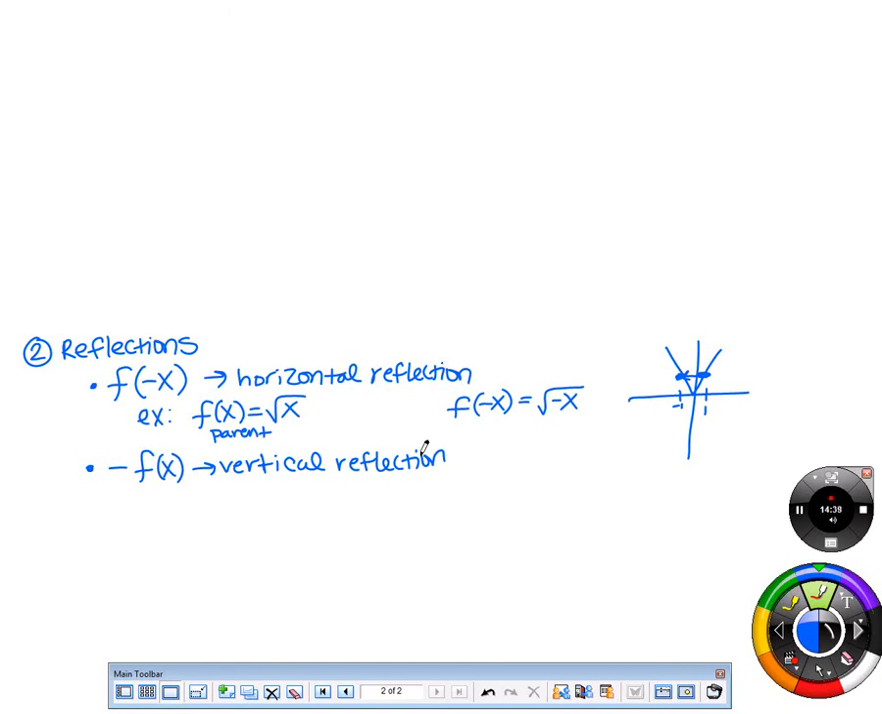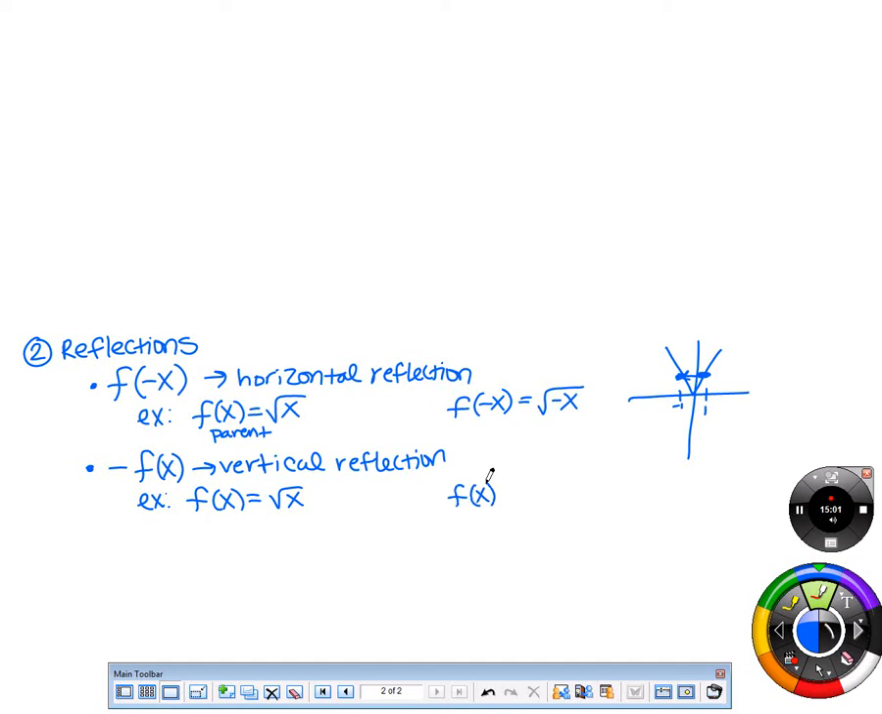All right, so an example looks different if we kept our same parent function that we talked about with horizontal reflection. So again, we can only plug in positive x's. And guess what we get out? We only get out positive y values when we plug in x's, right? Like the square root of 4 is 2, square root of 0 is 0. So we're just going to get 0 and positive stuff.